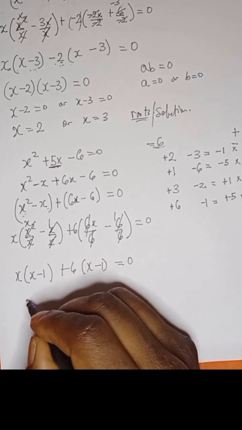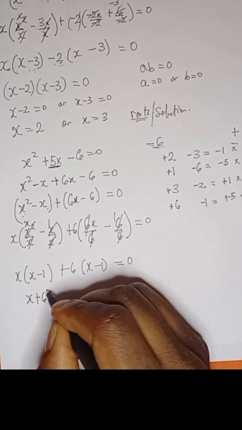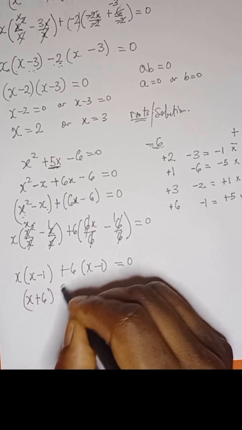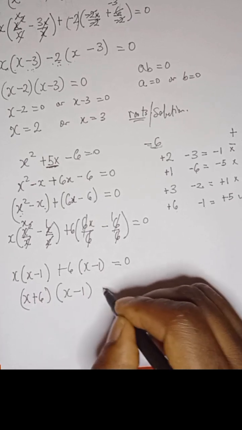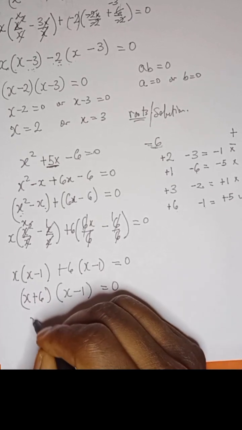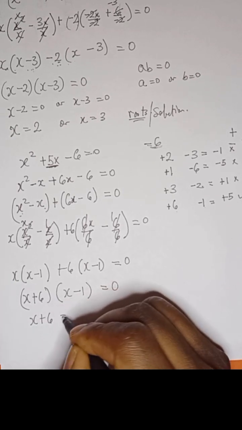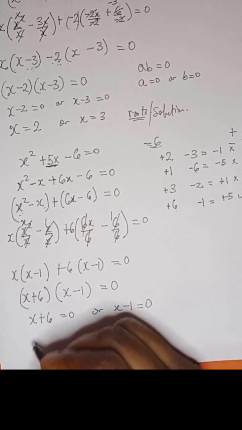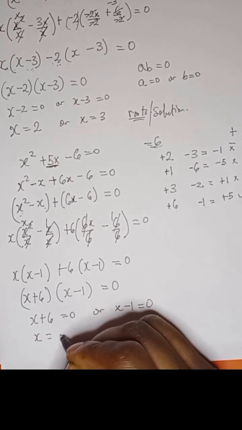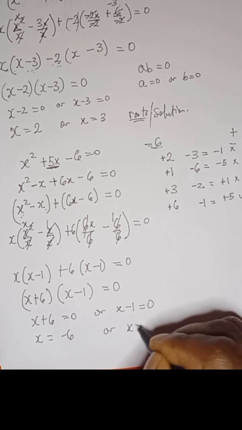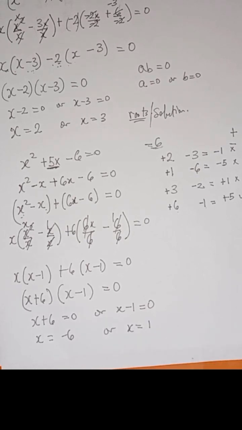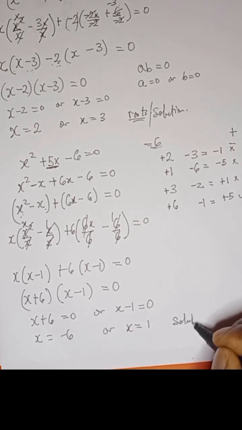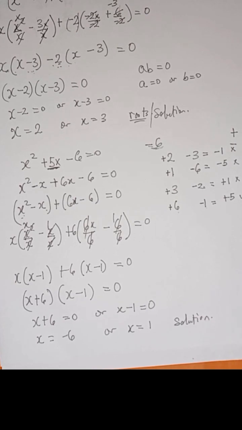So we have x plus 6 into bracket x minus 1 equal to 0. Then x plus 6 equals 0, or x minus 1 equals 0. That means x equals minus 6, or x equals plus 1. So x equals minus 6, or x equals plus 1. And so that's the solution of the quadratic equation.